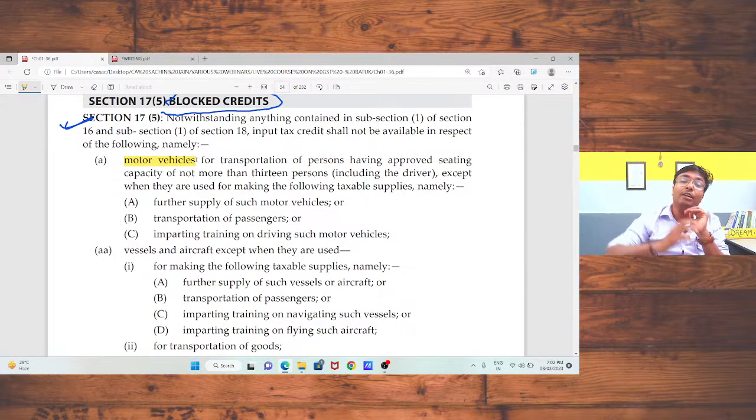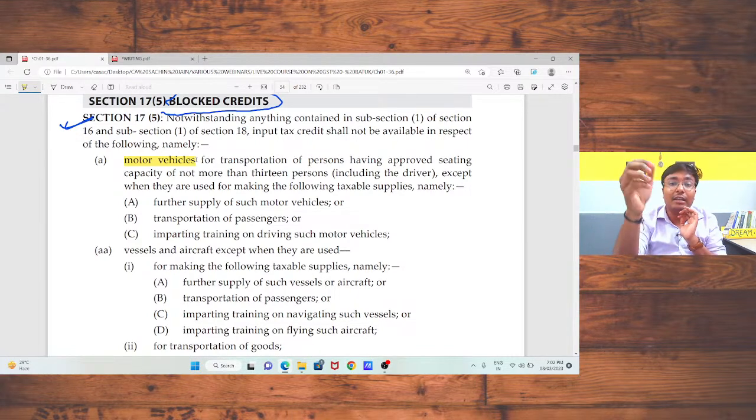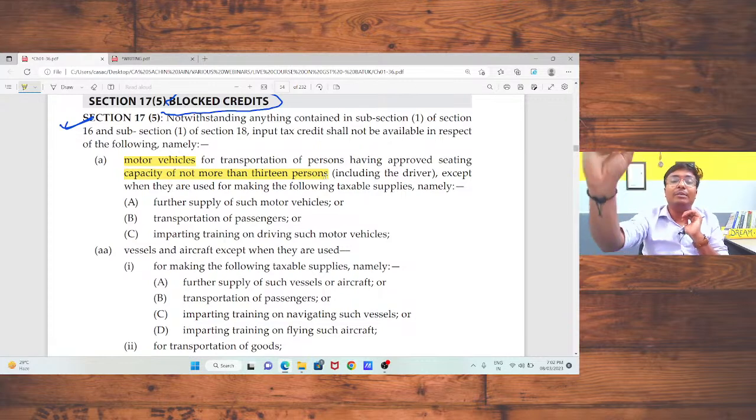Next, if you are in the business of transportation of passengers, in that case input tax credit for that motor vehicle is allowed, but the capacity should be more than 13 passengers. The capacity should be more than 13 passengers here. If the capacity is not more than 13 persons, in that case you are not eligible to take the input tax credit on those vehicles.